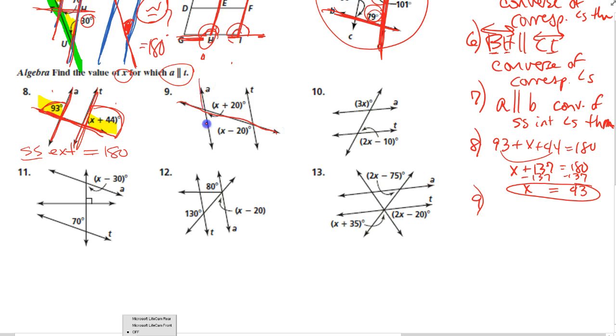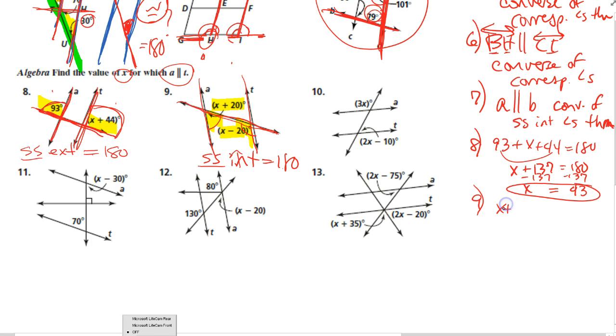Here's the transversal. Here are my 2 candidates for parallel lines. The angles that they're indicating are in here for the x plus 20 and over here for the x minus 20. Well, what relationship would that be? They're on the same side of the transversal on the interior of the possibly parallel lines, so I can set this up to be what? Congruent or supplementary? Well, they're same side interior angles, so same side are going to do the 180 thing.